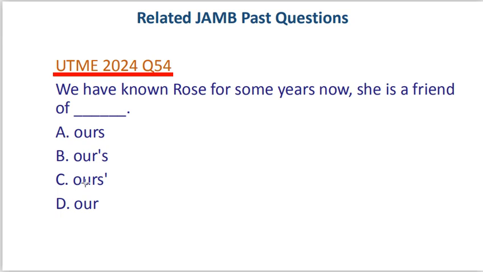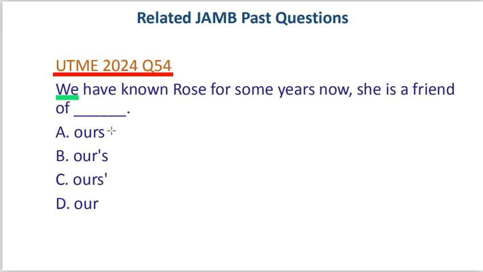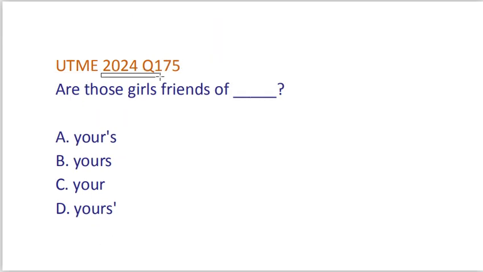Now look at the sentence. She is a friend of Dash. Note, look at the subject of the sentence, we. Looking at the table, the personal pronoun we. What is the possessive form of we? Ours. That is option A. We have known Rose for some years now. She is a friend of ours. A. The second question is UTME 2024, question 175.